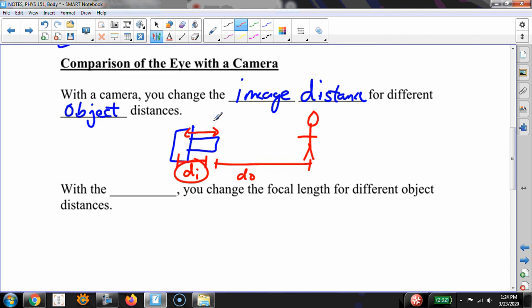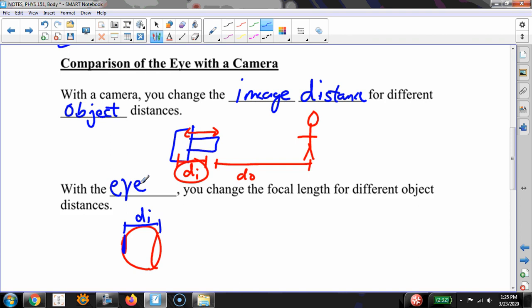With the eye, however, you can't change the image distance, because with an eye, the image distance is the distance between where the lens is and where the retina is. And so di is fixed. You can't move the retina around. So with the eye, instead of changing the image distance when you have different object distances, you have to change the focal length.